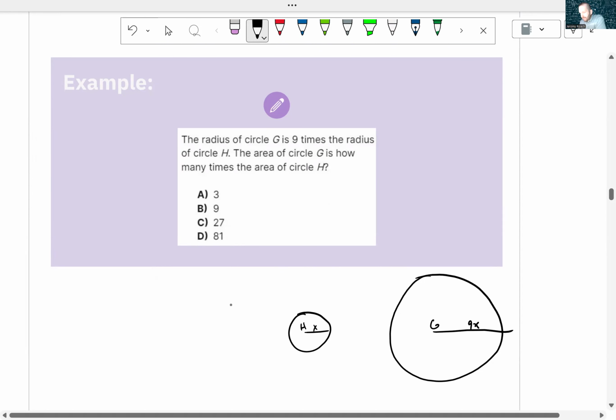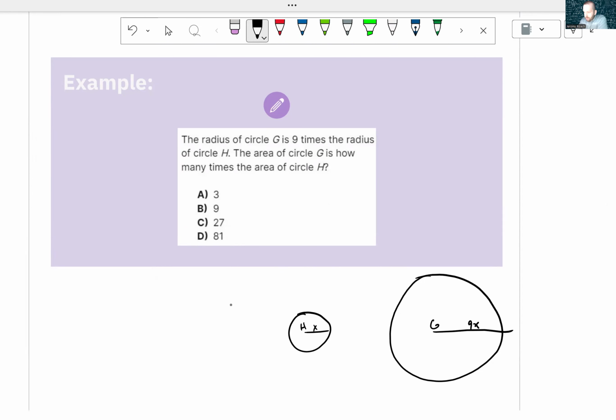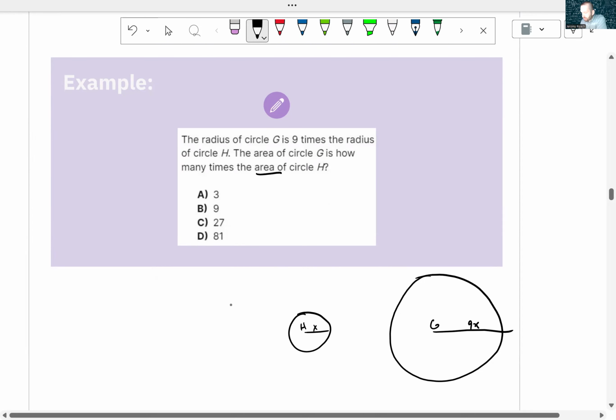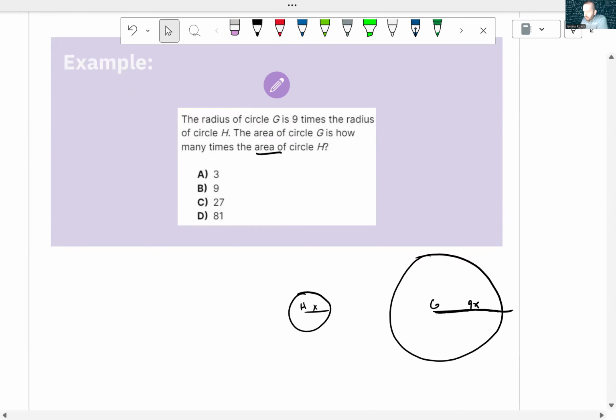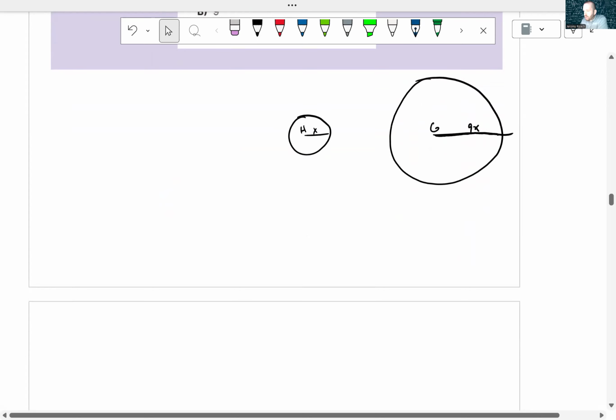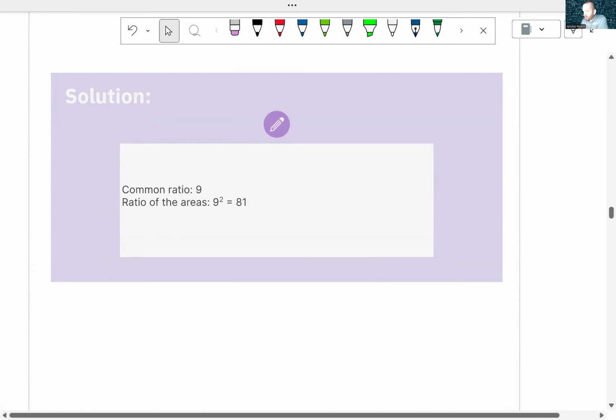So how many times greater is it? We're talking about the area. It's 9 times greater for the radius, but the area itself is going to be 9 squared times of a difference. So 81 is going to be our answer. 9 squared is 81.